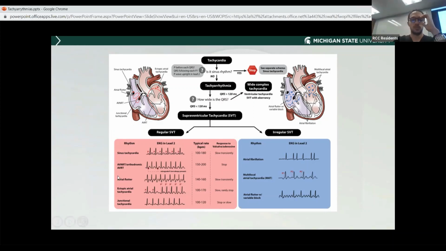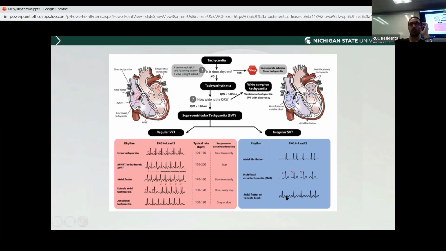So regular SVT, you have sinus tachycardia, AVNRT, AVRT, atrial flutter with a fixed block, and ectopic junctional rhythms. And then for irregular SVT, the most common thing that you will see is AFib with RVR. So AFib with RVR is the most common rhythm overall and the most common irregular SVT that you will see.